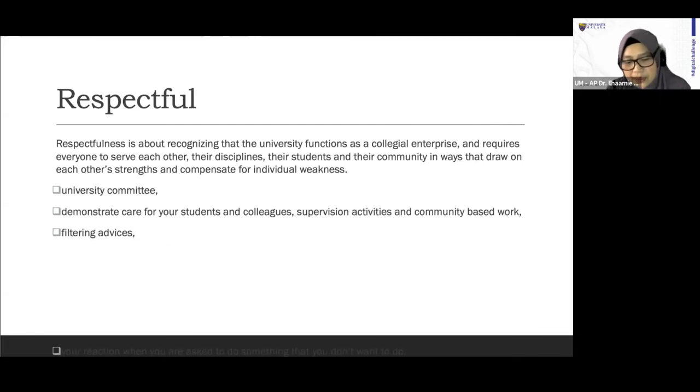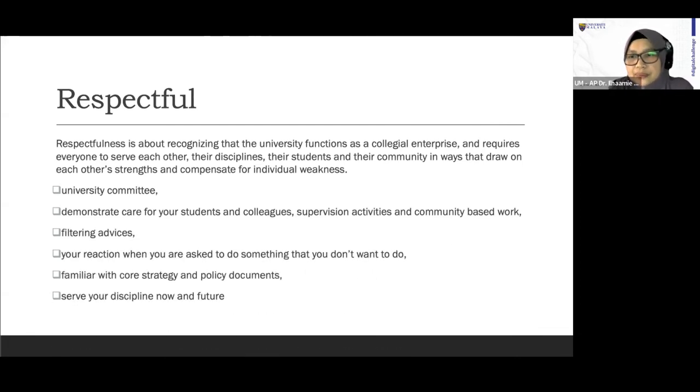The next R is being respectful. So what is respectful? Respectful is about recognizing that the university functions as a collegial enterprise and requires everyone to serve each other, their disciplines, their students, and their community in ways that draw on each other's strengths and compensate for individual weakness. All right. So as a new academic lecturer, you need to be respectful.